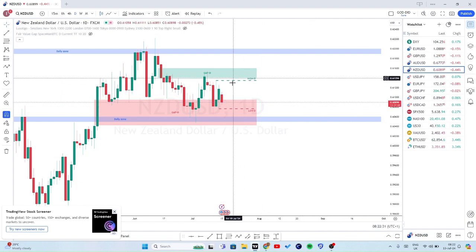But if prices continue to consolidate here, we expect that this high will be touched this week, depending on how strong the United States dollar comes out.